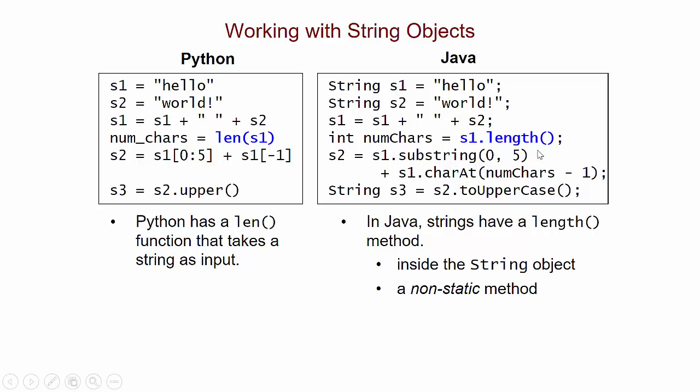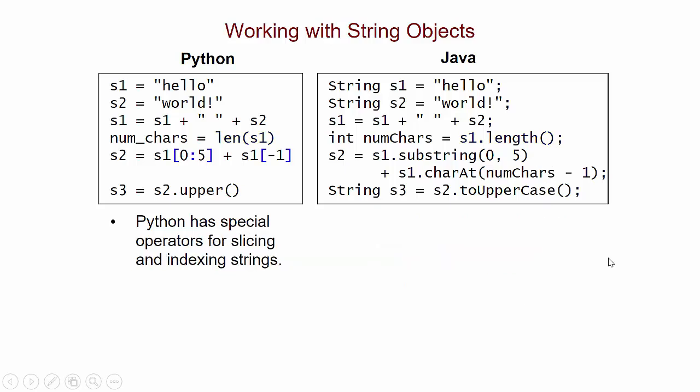Okay, so that's a difference between Python and Java. There's also a difference in terms of how you're going to actually break up a string into smaller strings. So in Python there are special operators for slicing and indexing. Here you can see we're doing slicing. Here we're doing indexing to get a single character. So slicing gives us a substring, whereas indexing gives us just a single character.